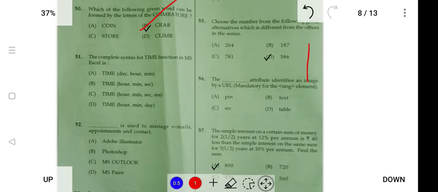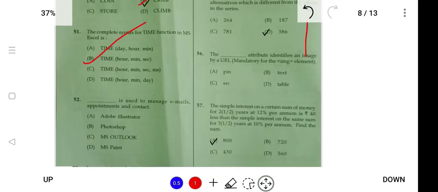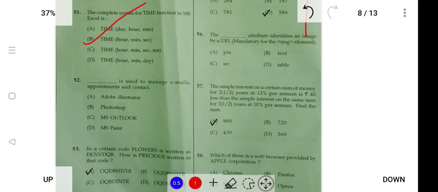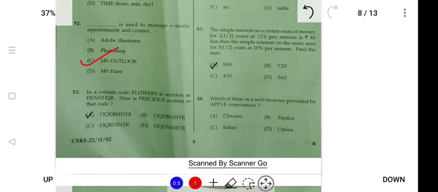The complete syntax for the time function in MS Excel is TIME(hour, minute, second), so it is option B. Dash is used to manage emails, appointments, and contacts. So it is MS Outlook. In a certain code, flowers is written as, so the answer is option A, that is OQDBHNDR.